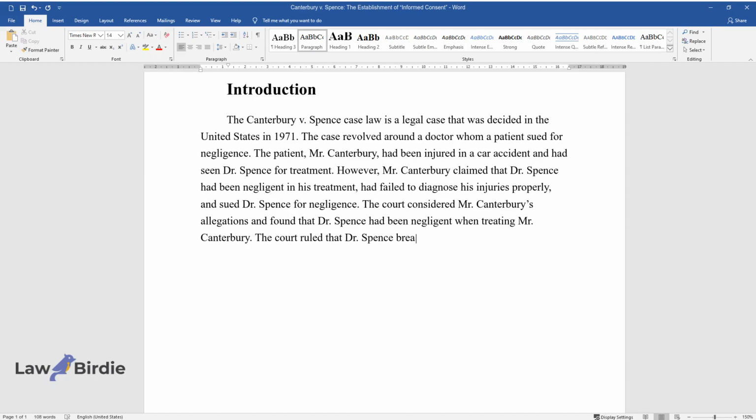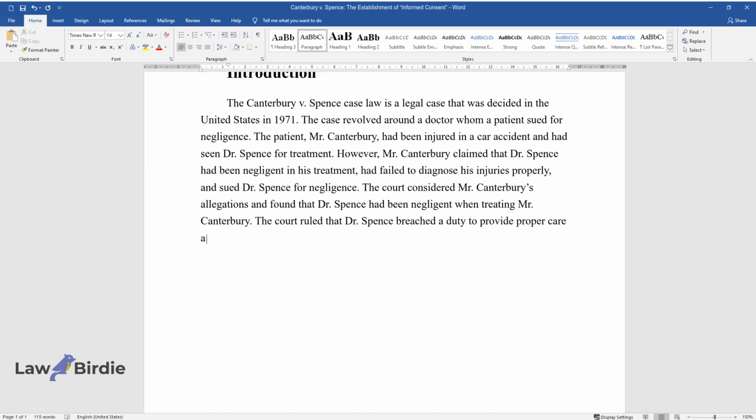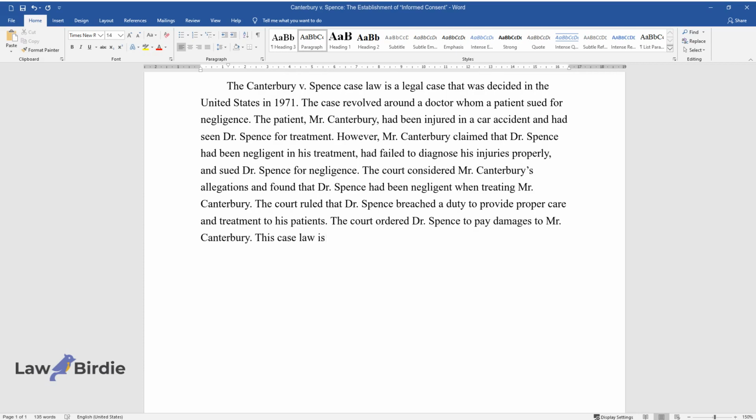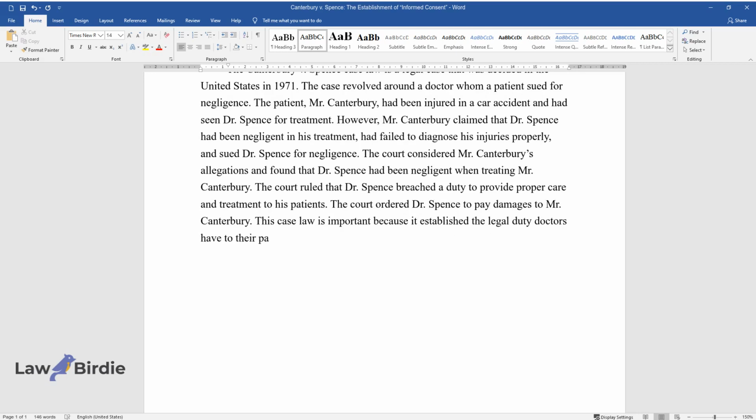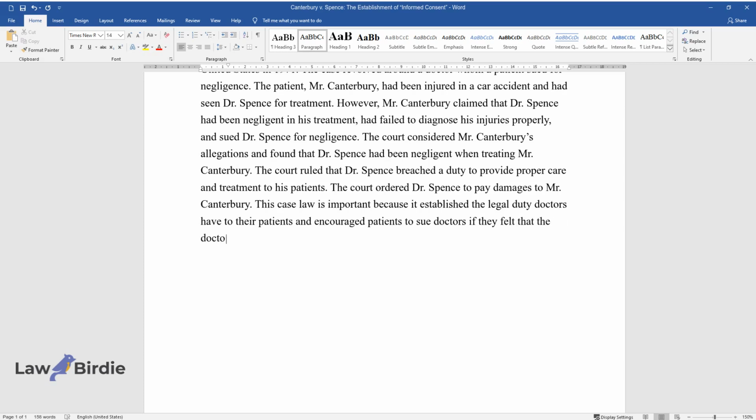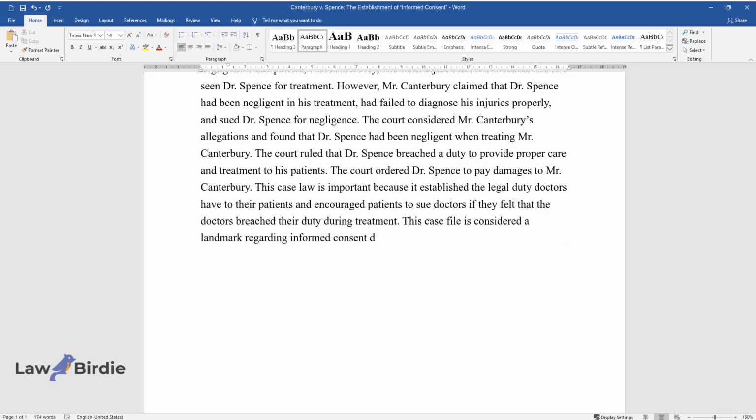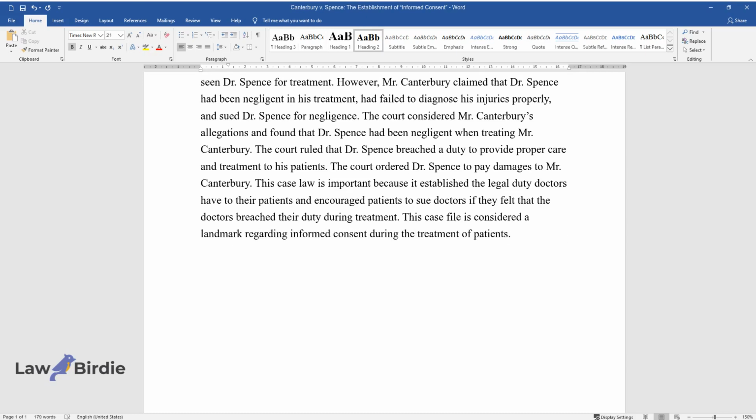Canterbury. The court ruled that Dr. Spence breached a duty to provide proper care and treatment to his patients. The court ordered Dr. Spence to pay damages to Mr. Canterbury. This case law is important because it established the legal duty doctors have to their patients and encouraged patients to sue doctors if they felt that the doctors breached their duty during treatment. This case file is considered a landmark regarding informed consent during the treatment of patients.